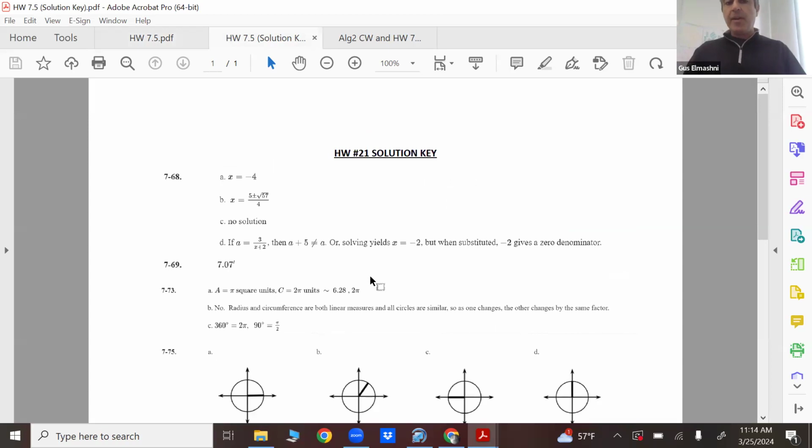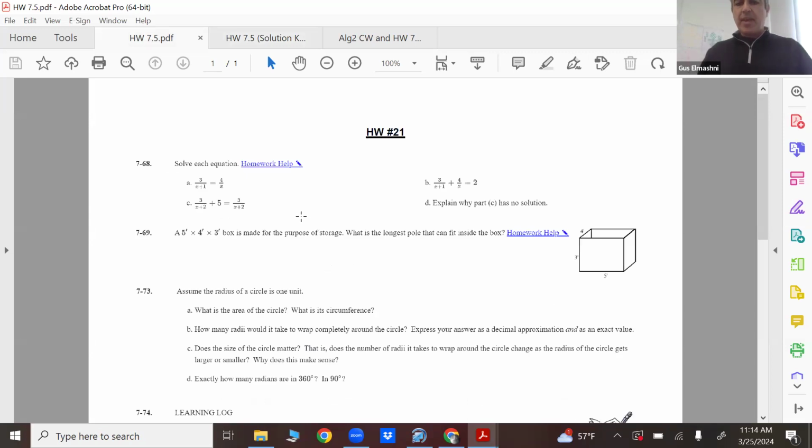So the solution key is right here. For 768a, x equals -4. For B, you're going to have to use the quadratic formula: 5 plus or minus root 57 over 4. C is no solution. It's hard to tell because it's really small, but if you see the fractions on each side, they're actually the same: 3 over x plus 2, plus 5, equals 3 over x plus 2. The 3 over x plus 2 cancels, leaving 5 equals 0. That's not a true statement. 5 cannot equal 0. Therefore, you get no solution.